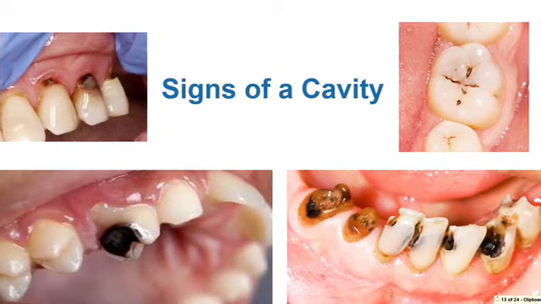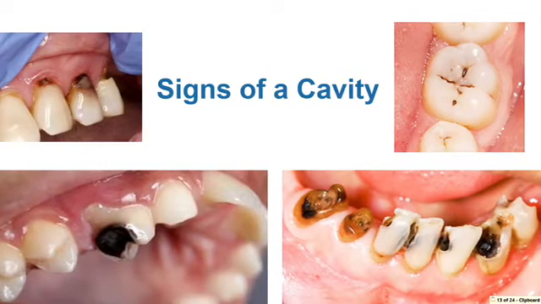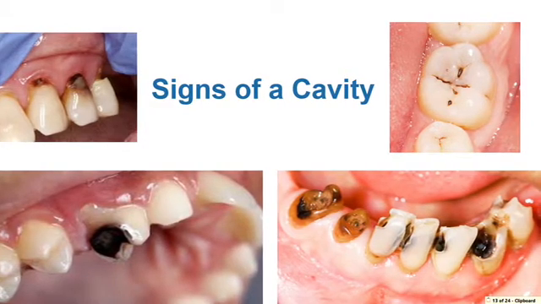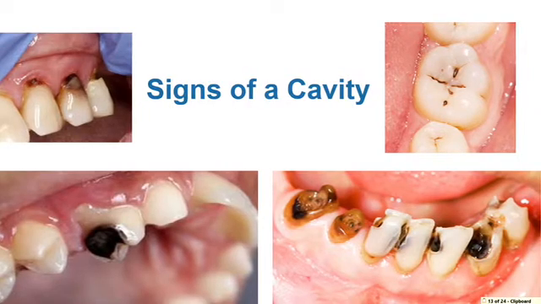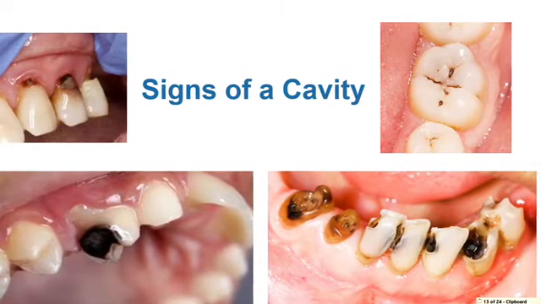The bottom left is a tooth that has a deep cavity with a hole in the tooth. This person is likely experiencing pain and bleeding gums. The last picture on the lower right is showing multiple cavities with dark stains, holes, and bleeding gums. There is a good possibility that this person is also experiencing bad breath.